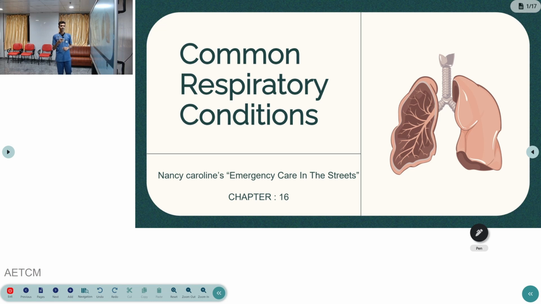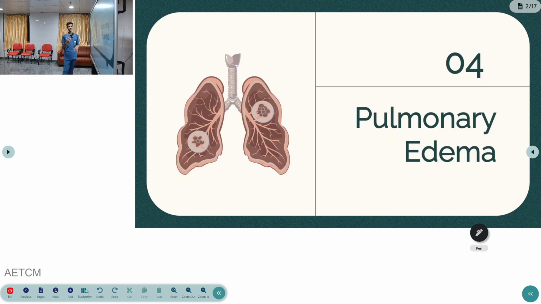So, we are in the pathway of respiratory emergency. In the last presentation, yesterday, we started one new topic, that is common respiratory conditions. In that, three major conditions we discussed. First is respiratory infection, mainly pneumonia. Then we discussed atelectasis, and then lung cancer. So in this part, we'll discuss three more conditions.